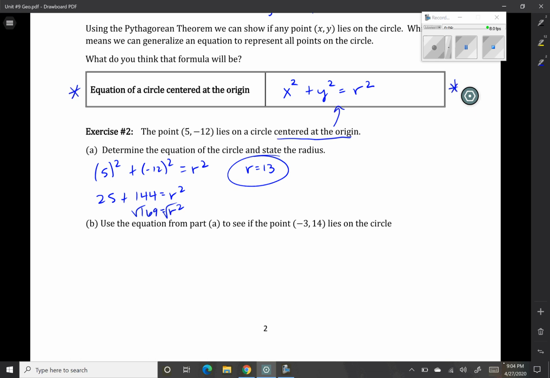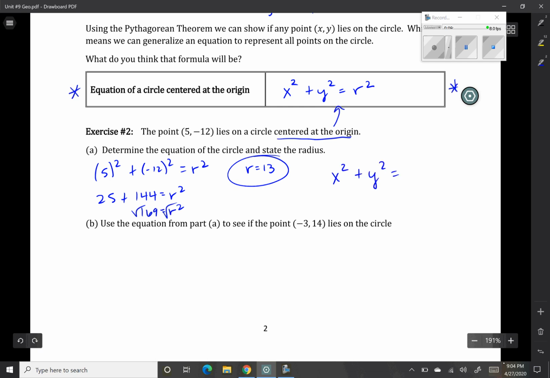Now it also wants us to state the equation of the circle. So when I'm showing an equation of something, I want x and y to be variables. I don't want them to be the numbers 5 and negative 12. That only shows me one particular location of this circle's radius. So I want to be able to find an equation that represents all of the possible locations of the endpoint of the radius. So I would say x squared plus y squared.